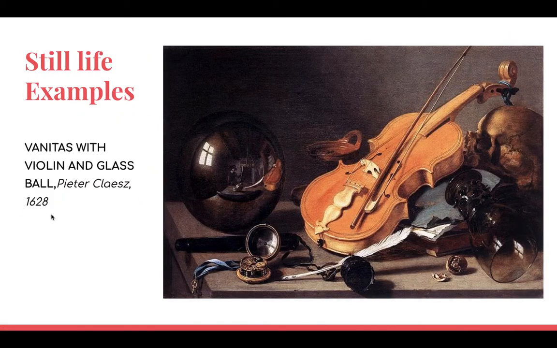So here's another still life example that I thought was really important. And this is Vanitas with Violin and Glass Ball by Peter Claes from 1628. And around 1600 is when still lifes became a popular genre painting. So this artist is one of the most important still life painters in history. He's famous for his Vanitas paintings, and Vanitas paintings are still lives that have deeper meaning and usually are talking about death in them.